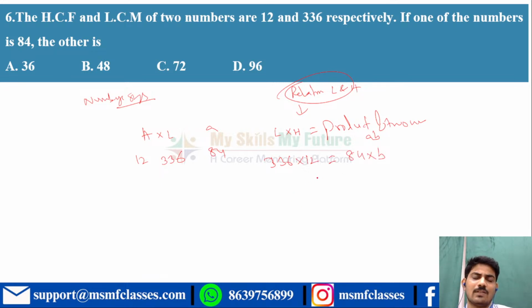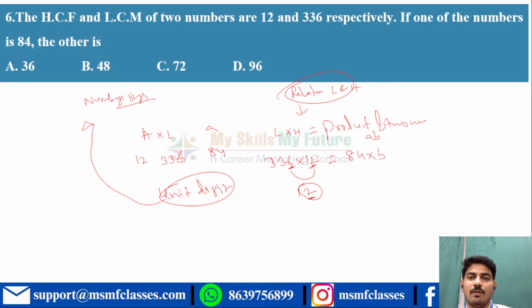For this also I am not going to multiply the values. Instead, I will simply check the unit digit concept, which also comes under the number system topic. Here 6 is present and here 2 is present. So 6 into 2 is 12, and my unit digit will be 2. Here 4 was present, so I will check the given options.